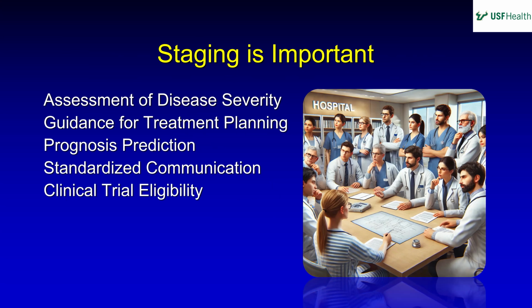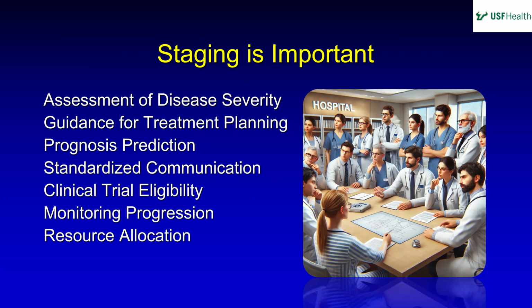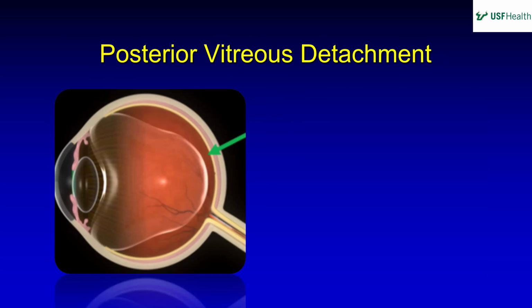Clinical trials, we do a lot of clinical trials, and where patients are at is important for clinical trials. I think monitoring progression is a big deal. And also resource allocation, but I took that out of there, and risk stratification. So I think staging is important for several reasons. We're gonna talk about the stages of these diseases. All of them have stages, which I think are pretty good now.